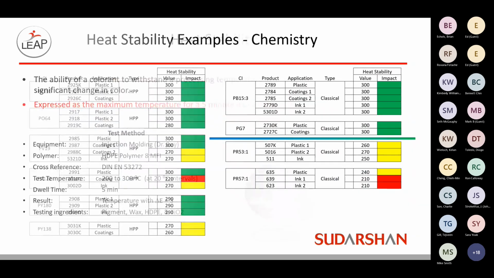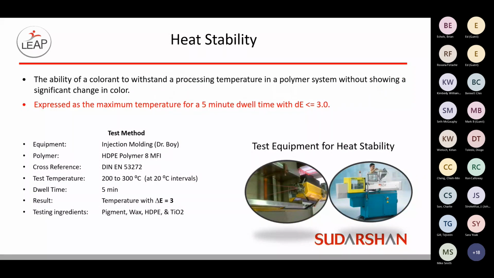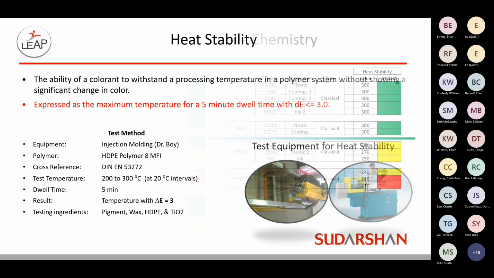So heat stability, of course, is expressed as the maximum temperature over a 5-minute dwell period, such that the delta E, or color shift, is less than or equal to 3. And here's some specific information about how we test it. I'm not going to go through the details there.